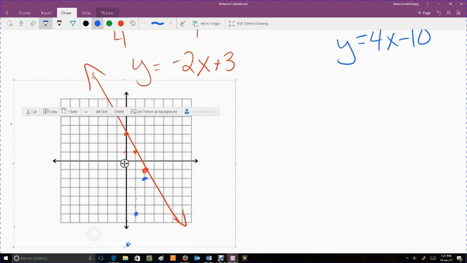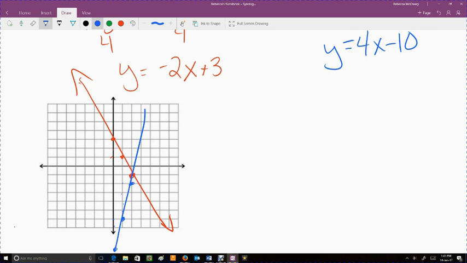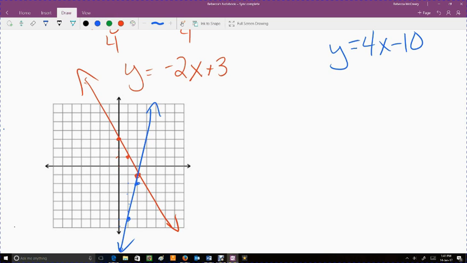Sorry about that. Okay, so we have our intersection, our solution, roughly right here, which isn't at an exact intersection. It's not at the point 4, 6 or something like that, but we can see this is where those intersect.